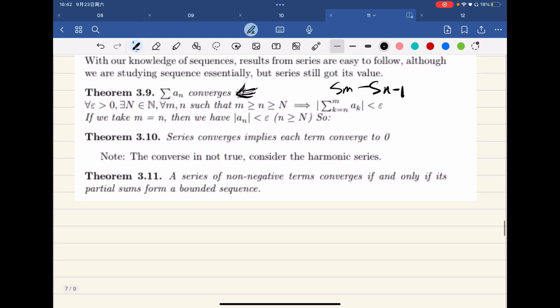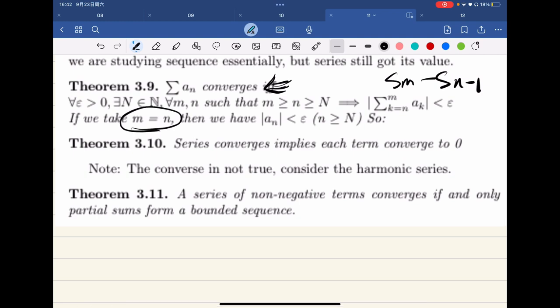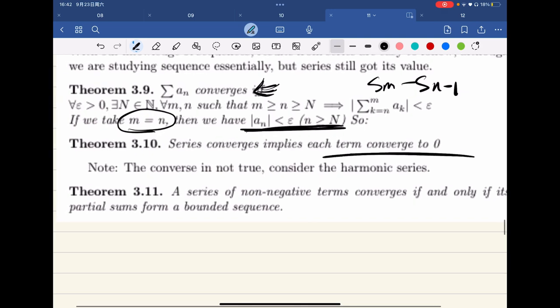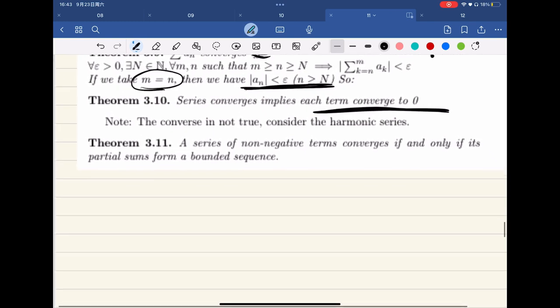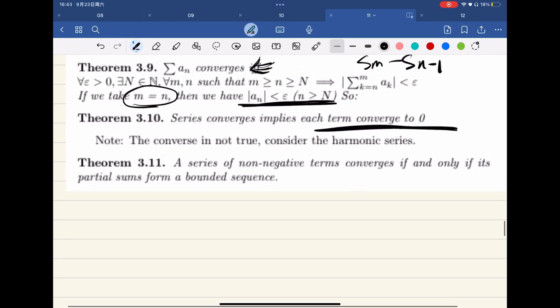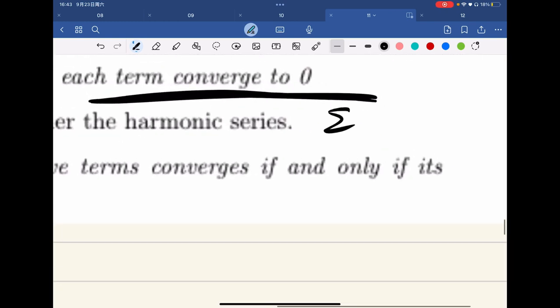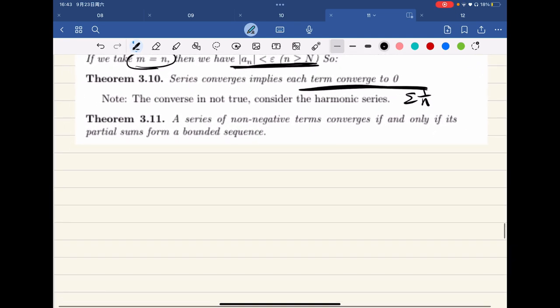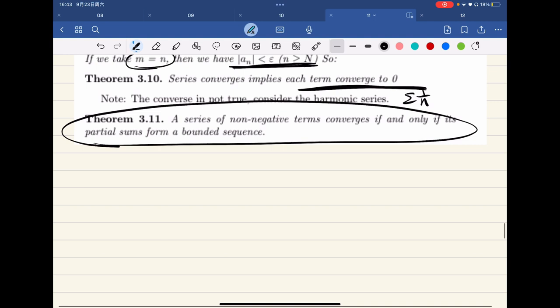Consider the harmonic series, right? Also this one: a series of non-negative terms converges if and only if its partial sums form a bounded sequence. For non-negative terms, the partial sum is increasing. If it's bounded, then it converges. Just think about the monotone convergence theorem for sequences. We're good. And now here's the comparison test.